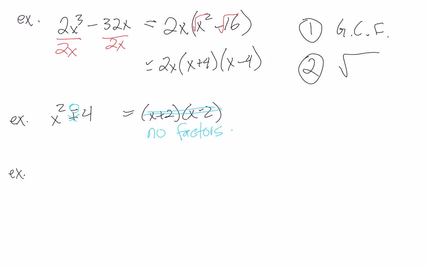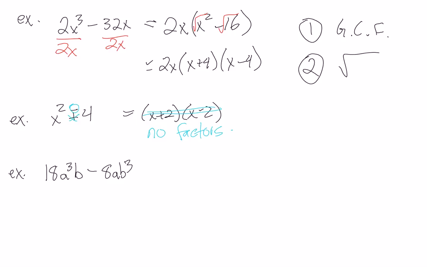So let's do one more that will work. Actually, let's change it up a little bit. Let's go 18a cubed b minus 8ab cubed. Okay, so when you look at it, you can't square root it. Those numbers don't square root.